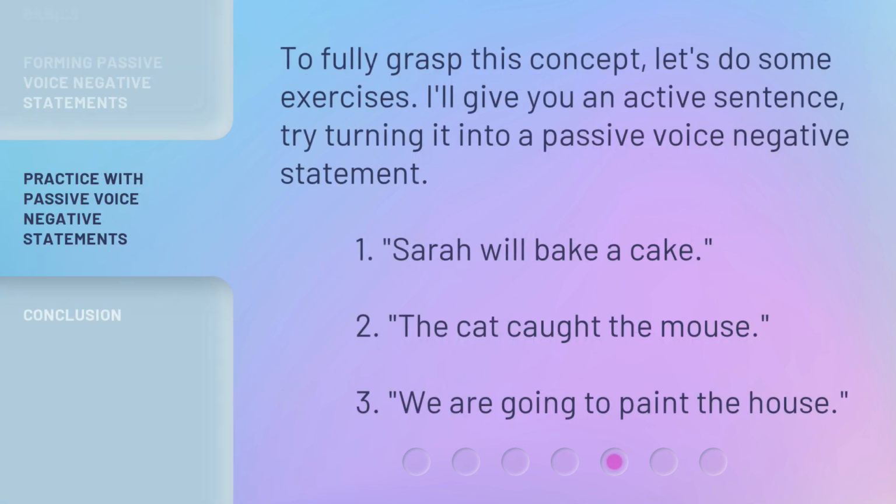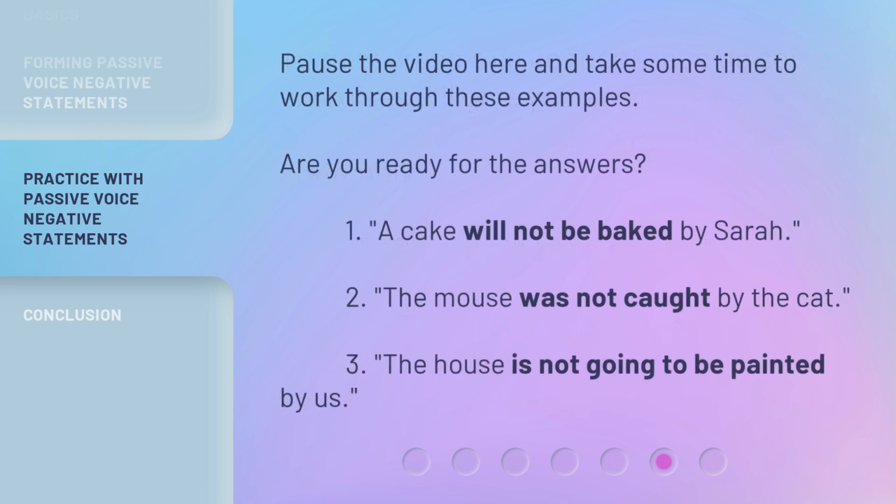To fully grasp this concept, let's do some exercises. I'll give you an active sentence. Try turning it into a passive voice negative statement. 1. Sarah will bake a cake. 2. The cat caught the mouse. 3. We are going to paint the house. Pause the video here and take some time to work through these examples.